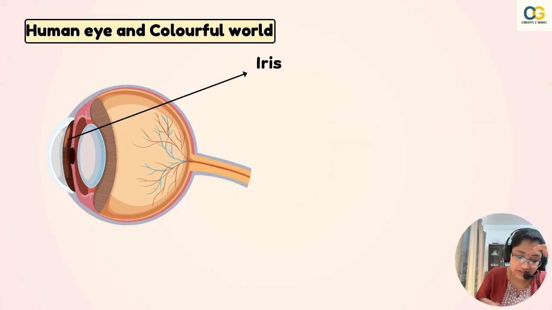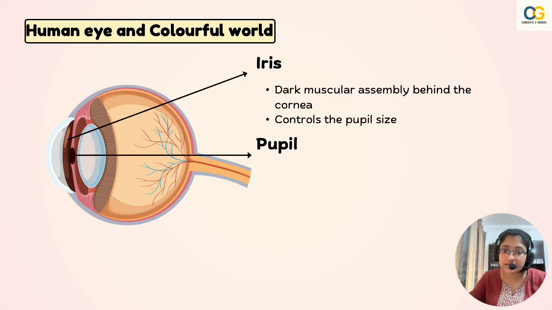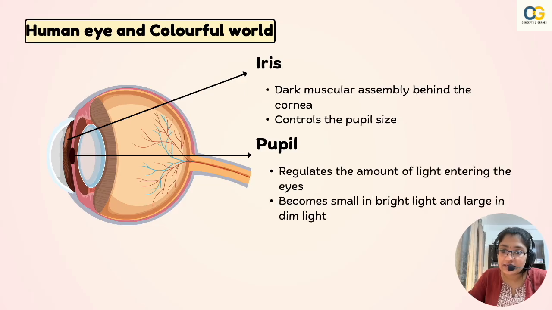Coming to the next part, which is the iris, which is what gives you those lines of color. The iris is a dark muscular assembly behind the cornea, and it controls your pupil size. The pupil is that center round circle that you see, and that determines how much light has to enter the eye. With the help of the iris, the pupil becomes small in bright light to reduce the amount of light coming into your eye, and becomes large in dim light to increase the light coming into your eye.